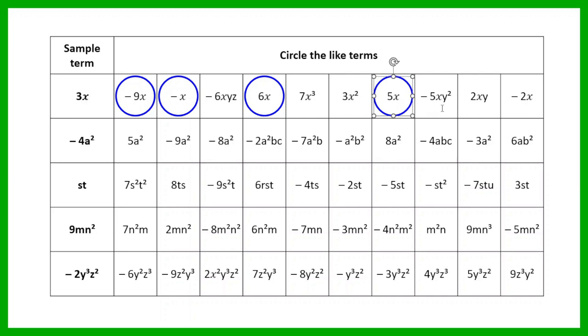Here, I've got negative 5xy squared. It is just x, the same as that, but I also have y squared, which is not part of that term. So this is not a like term. Over here I have xy. Again, it has this y that doesn't belong because it's not the same as that term. So it's not a like term. It's an unlike term. And then the last one, I've got negative 2x. That is a like term. So now I'm going to give you 2 minutes to complete the rest of this table, where you have to identify out of all of the terms in each row, which terms are like the first sample term in that row. Okay, so you have 2 minutes to complete that table.